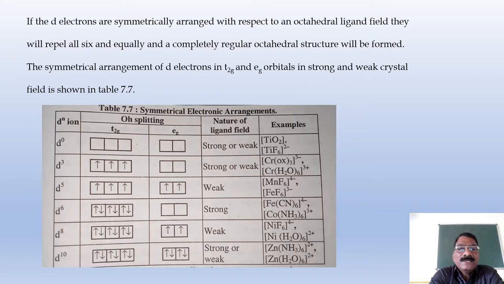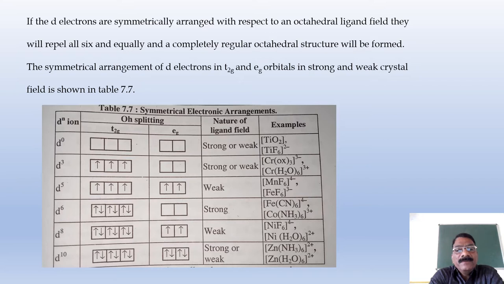In the d6 system in strong field, all electrons get paired in the t2g, so each orbital has two electrons in the t2g set, and it is symmetrical. The eg orbitals have no electrons, so both eg orbitals are symmetrical. Then the d8 system, either in weak or strong field: t2g6 and eg2, that means the three t2g orbitals have two electrons each and the eg orbitals have two electrons, so they are symmetrically filled. And the last one is d10, where the t2g orbitals are completely filled and the eg orbitals are completely filled.